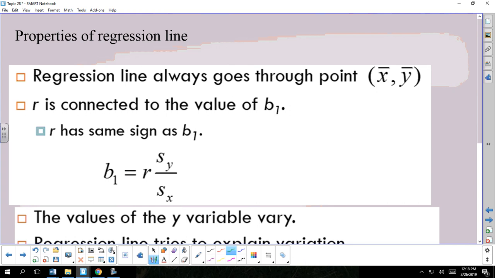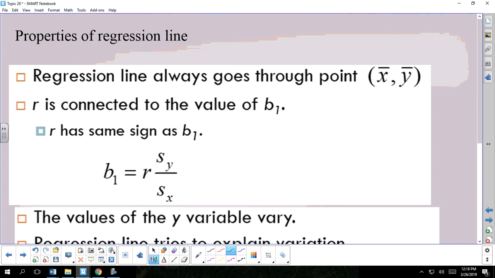R is connected to the value of B1. R has the same sign as B1. Since standard deviations can never be negative, the single thing that tells us whether our slope is positive or negative is the correlation coefficient R. Let me just look at R to figure out whether it's positive or negative.